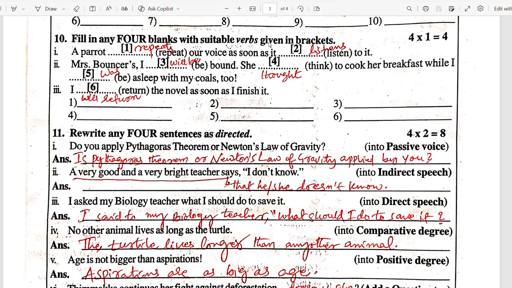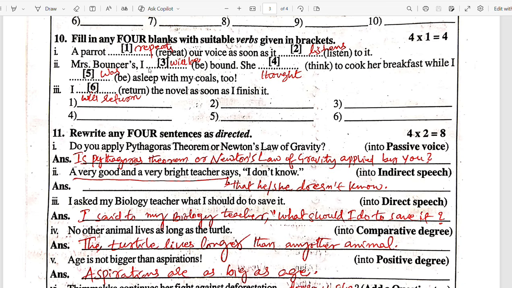Fill any further blanks with suitable verbs given in the brackets. A parrot, here he has given repeat, our voice as soon as it listens to it. It is a natural truth. A parrot repeats our voice as soon as it listens to it. For simple present tense, we have to use it. Repeats. Here he, she, it. So whenever you see he, she, it, third person singular, the verb should be carried with s or es. A parrot repeats our voice as soon as it listens to it.